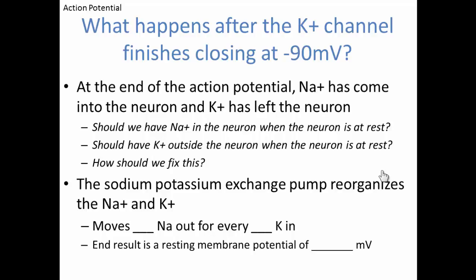So how can we fix this? How can we move sodium back out, potassium in? What magical thing in the cell membrane could possibly do this for us? You said the sodium-potassium exchange pump. You're right. So the sodium-potassium exchange pump is going to reorganize the sodium and the potassium. It's going to move 3 sodiums out for every 2 potassiums that come in, and we're going to end at our resting membrane potential of negative 70 millivolts.